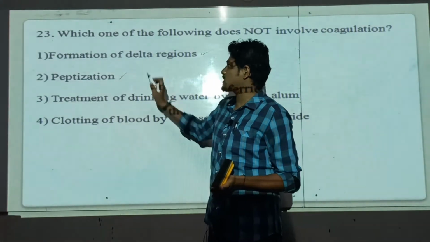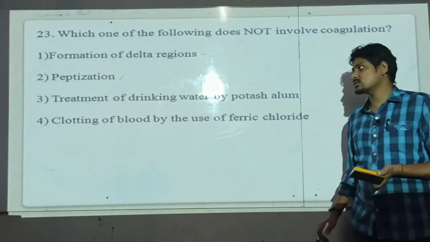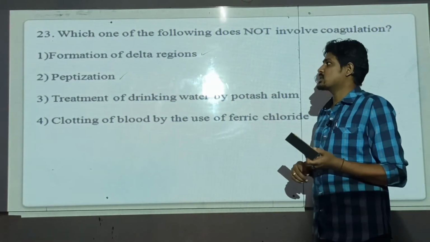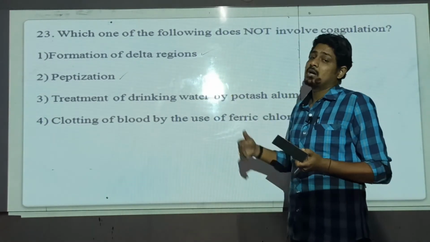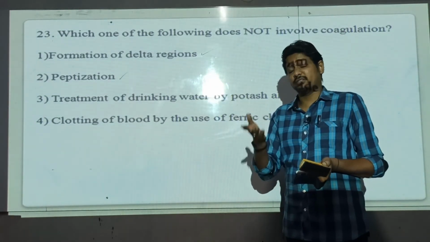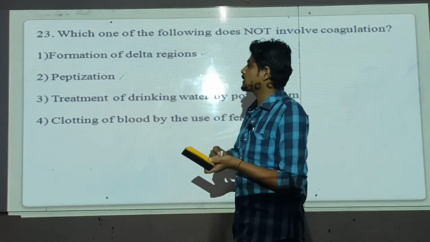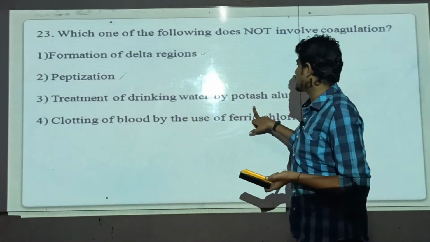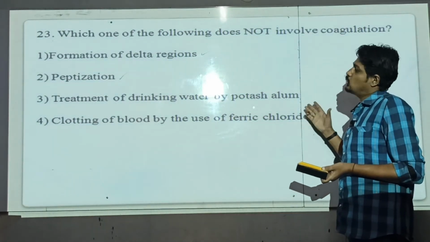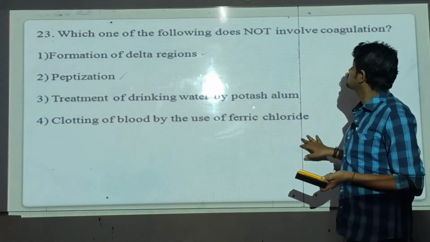What is meant by peptization? Peptization is a process during which a freshly prepared precipitate will be converted into colloidal particles. So this is the answer. Then treatment of drinking water by potash alum. Then what will happen? Again precipitation will happen.